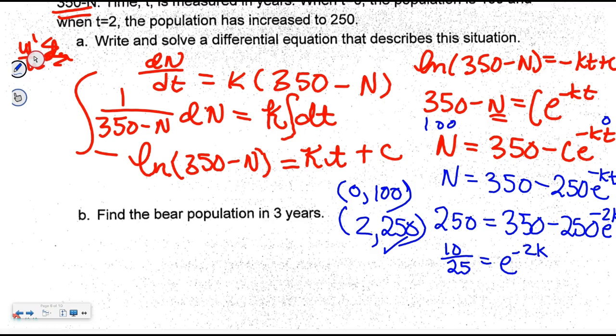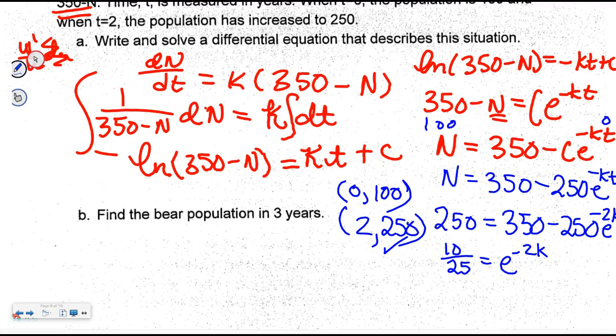Eli, do you get where I got that 10 25ths from? I subtracted 350 and got a negative 100. And I have the negative 250, so I actually just did 100 divided by 250. I took a 0 off. I could actually still even call it 2/5. It doesn't matter because we're going to go to our calculator.